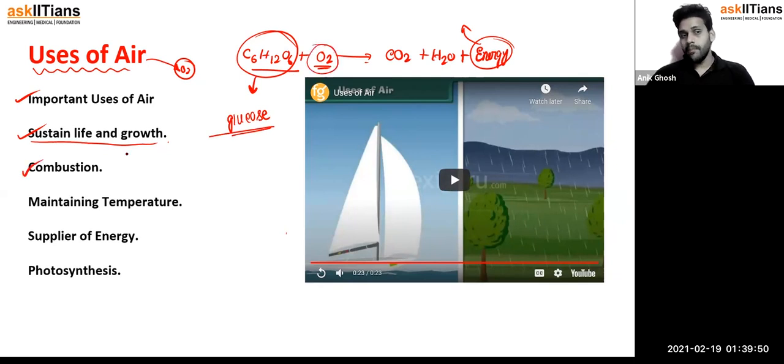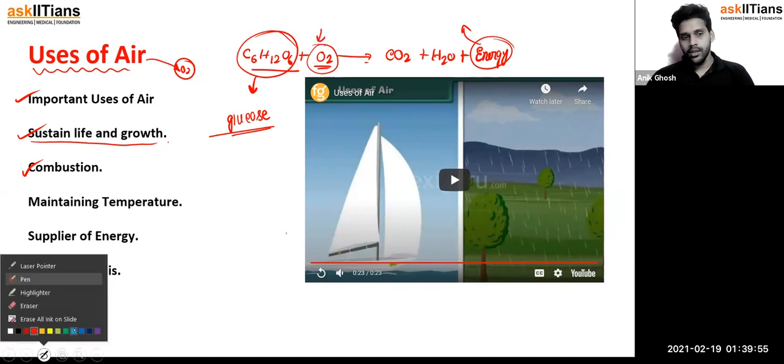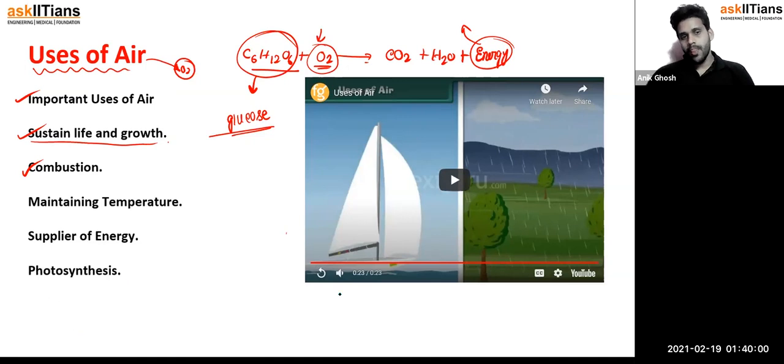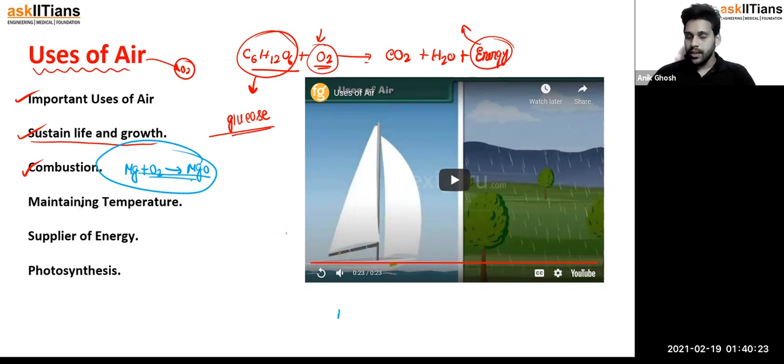Second is combustion. As I have already shown you, I am going to show you another process of combustion. In combustion, if we burn something, for example magnesium, it gives you magnesium oxide, isn't it? This process is known as a combustion reaction. A combustion reaction is nothing but burning of something. As you have heard about combustible substances, those are substances that can be burned.